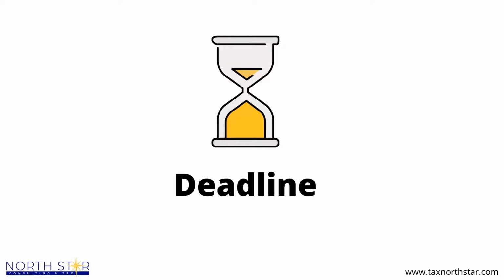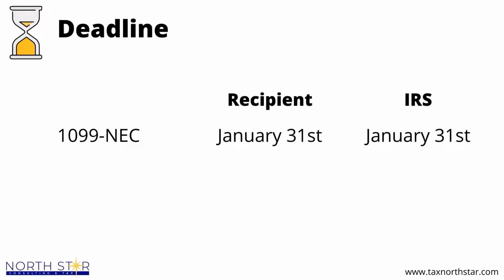When are Form 1099s due? There are two different deadlines for the Form 1099. The date you have to furnish a copy to the recipient and the date you have to furnish a copy to the IRS. In the case of a 1099 NEC, the deadline for both the recipient and IRS copies is the same, January 31st. Keep in mind that for all of these dates, if the date falls on a weekend, then the deadline is moved to the following Monday.